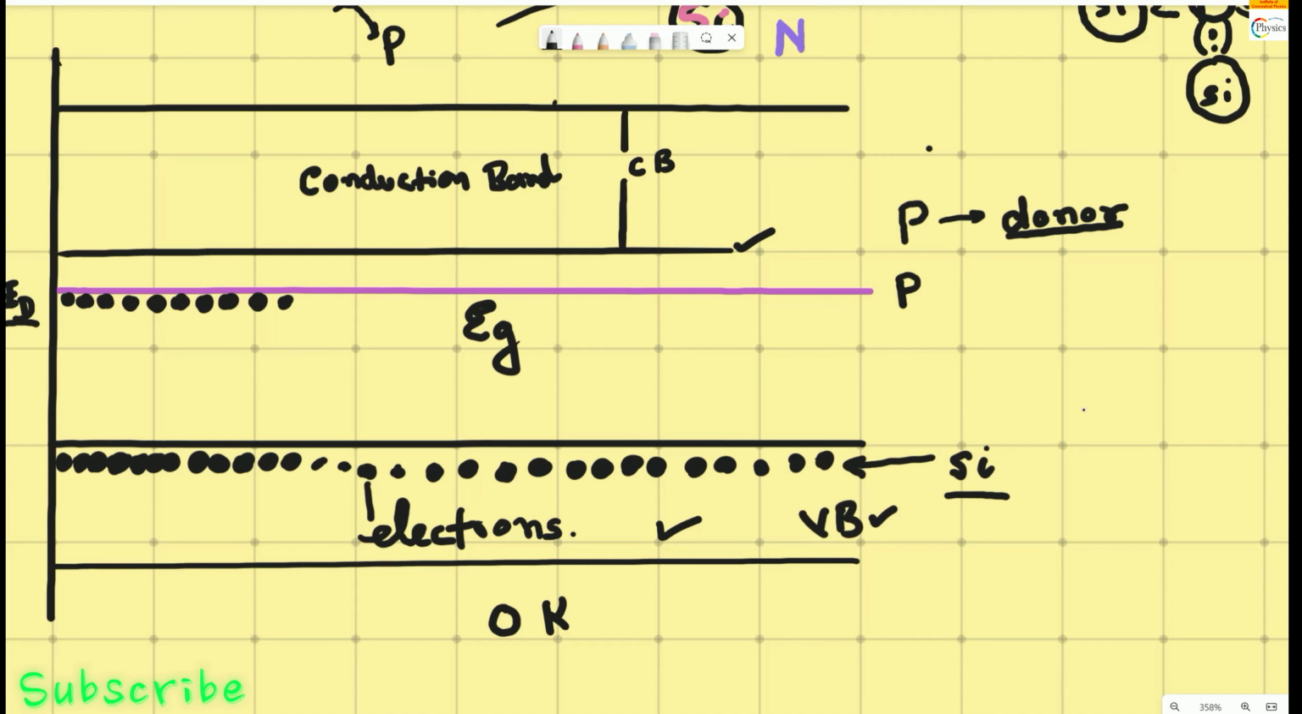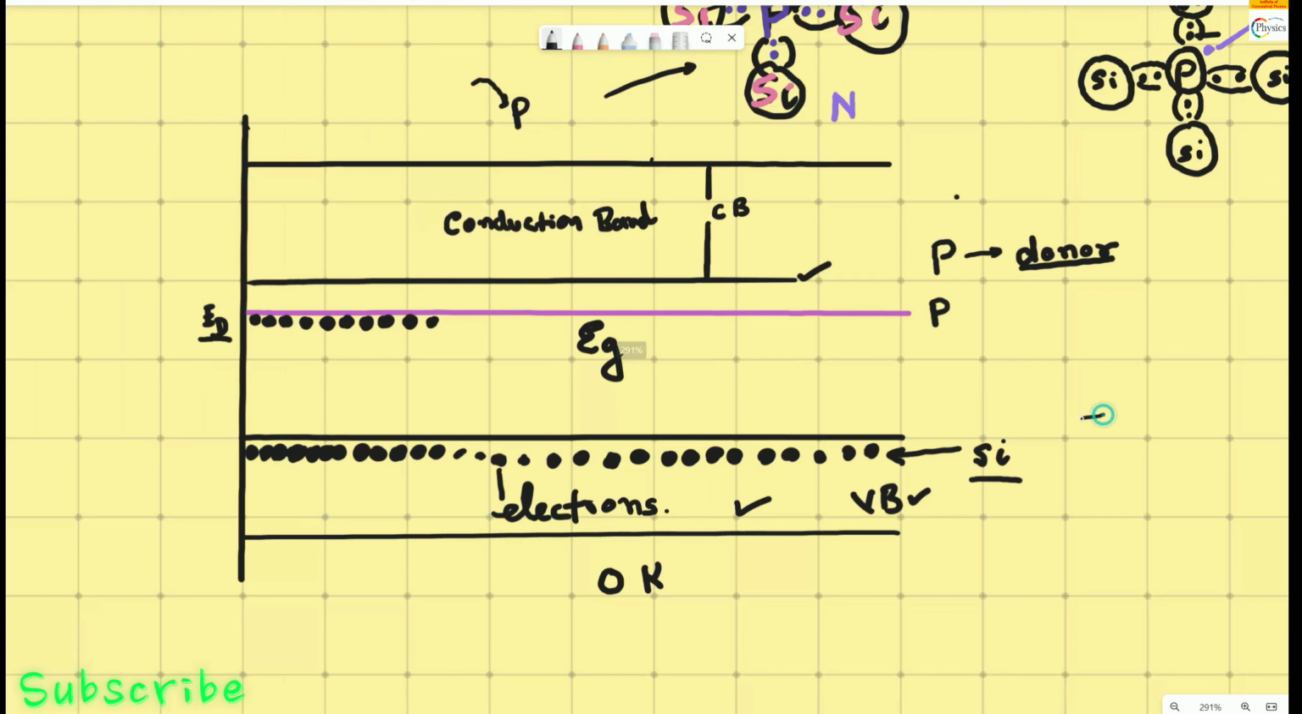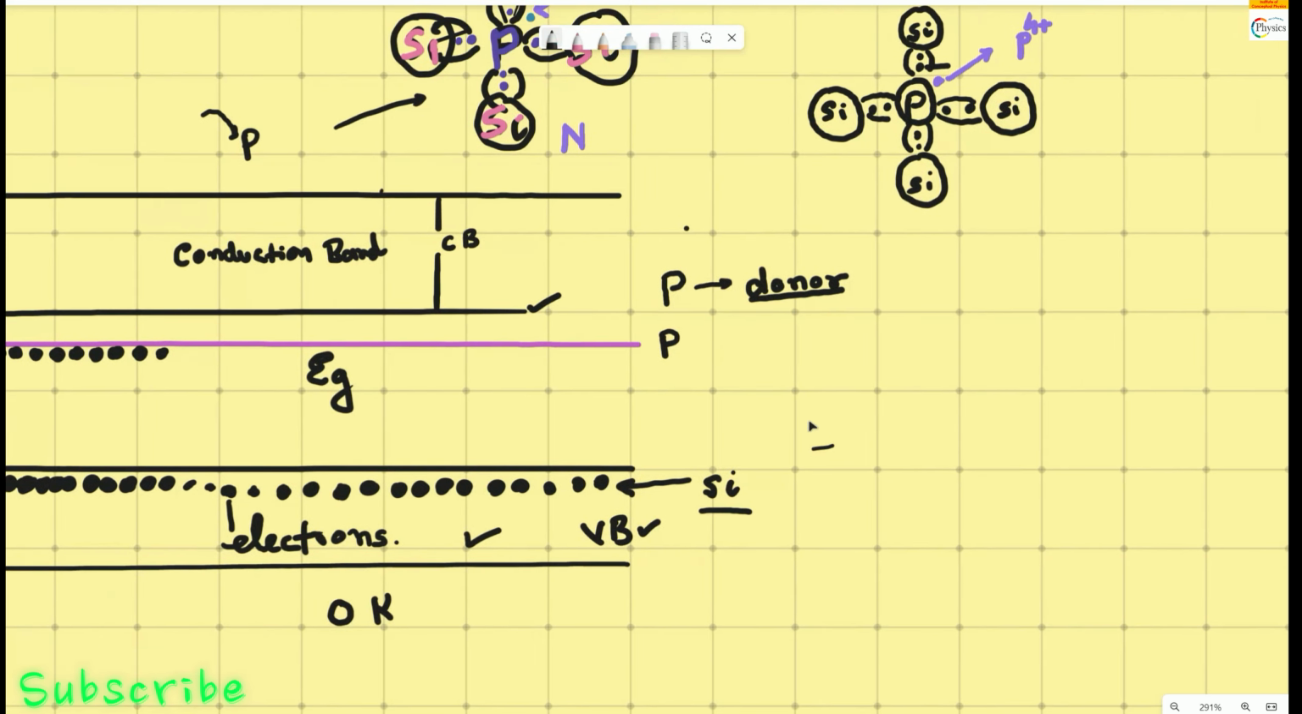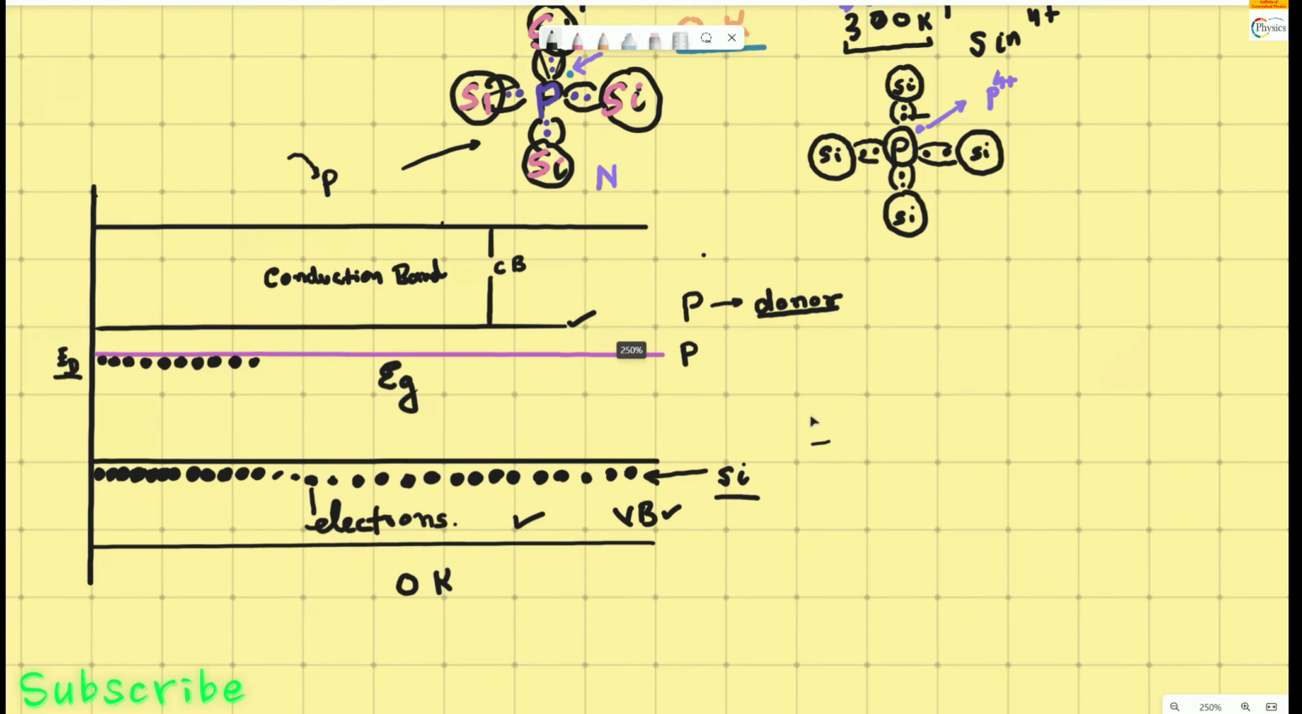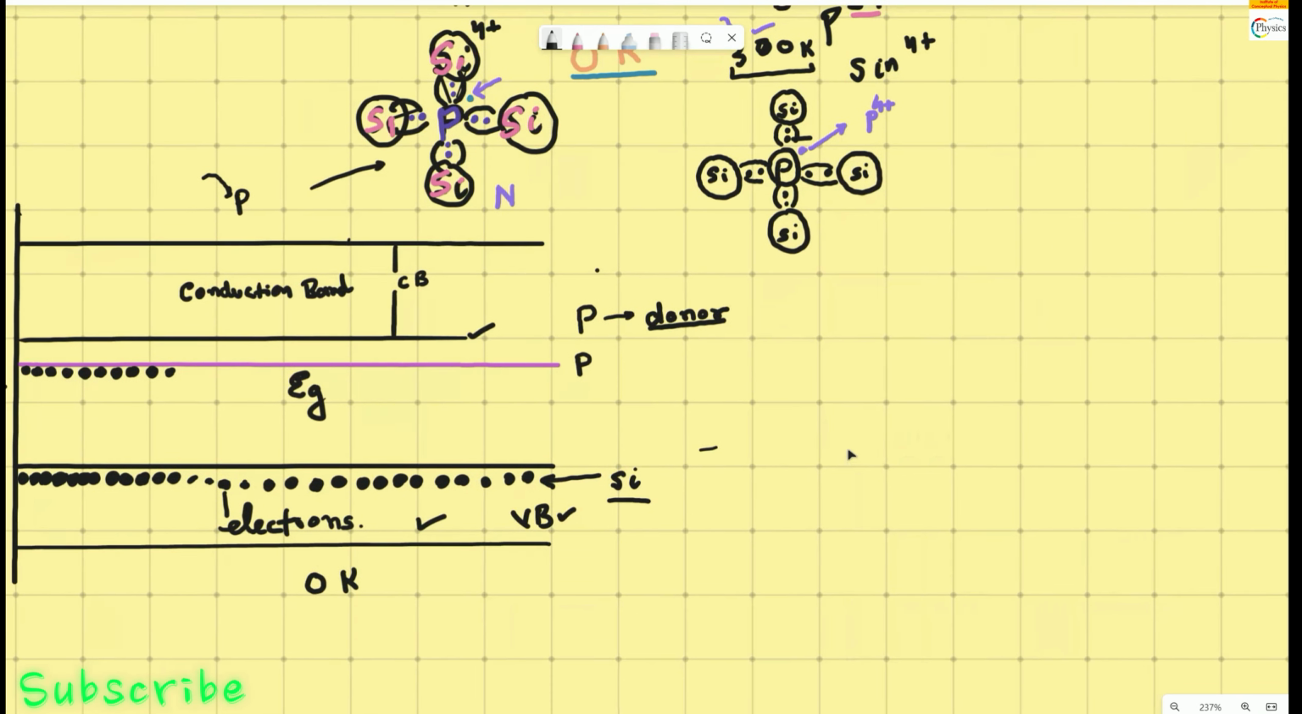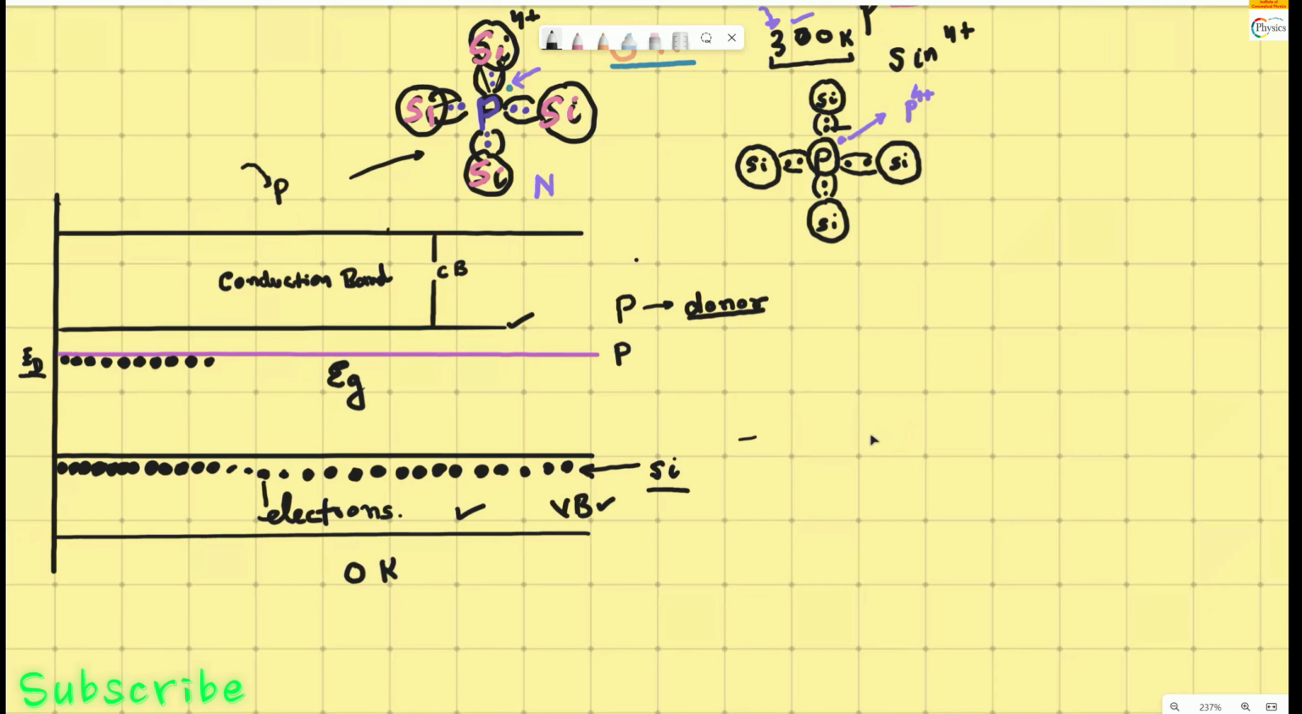Now let's talk about a situation when the diagram is slightly changed and the temperature now becomes what? The temperature becomes 300 Kelvin, so the room temperature. Let me just draw the equivalent diagram of this. Again, I will draw the bands, but this time something is going to happen. Remember, this new diagram is for a different temperature now.